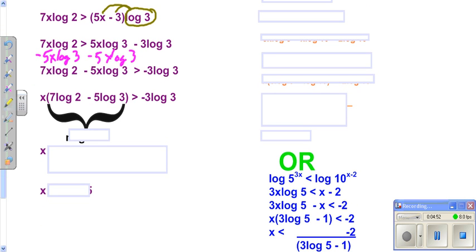We now have it written as x times something. So then to get x by itself, all you'd have to do is divide both sides here by the parentheses.